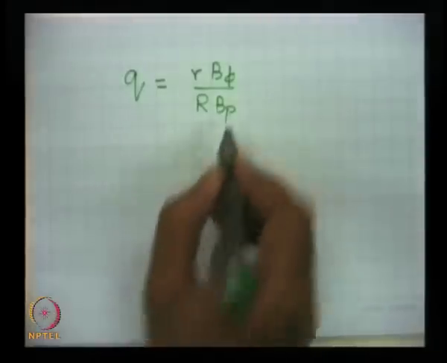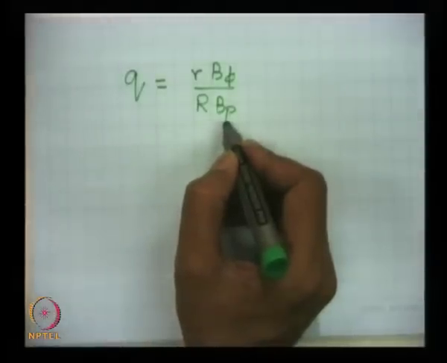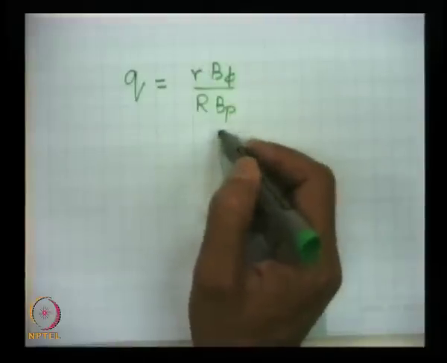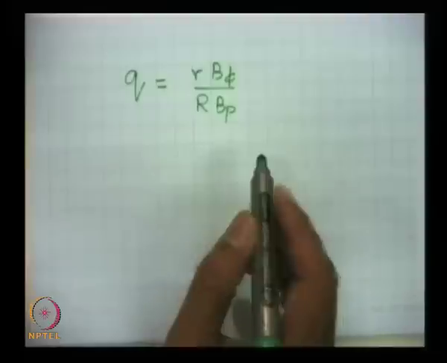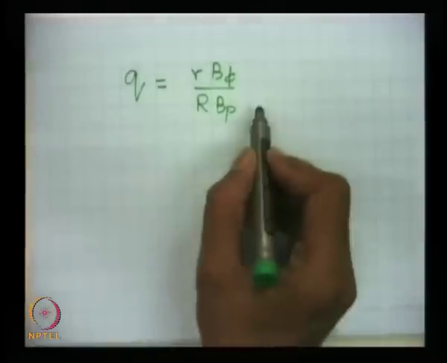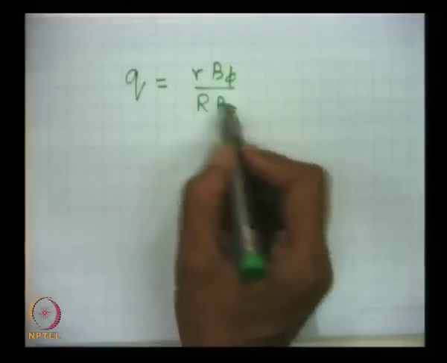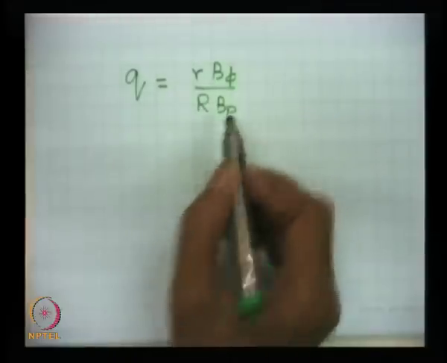Please note that B poloidal is 0 at r equal to 0. So this has some constant value. At r equal to a, this has some constant typical value. So there is some variation of q with r, but less than linear. It's not a linear variation, because B_p changes with r.